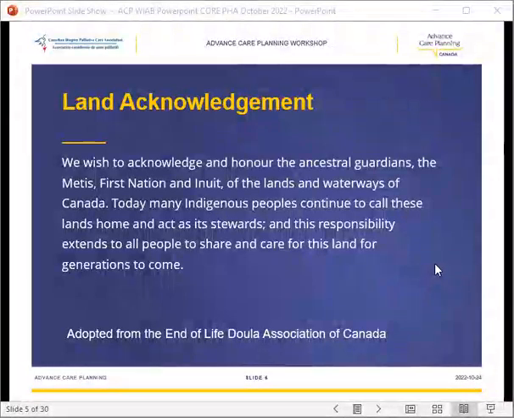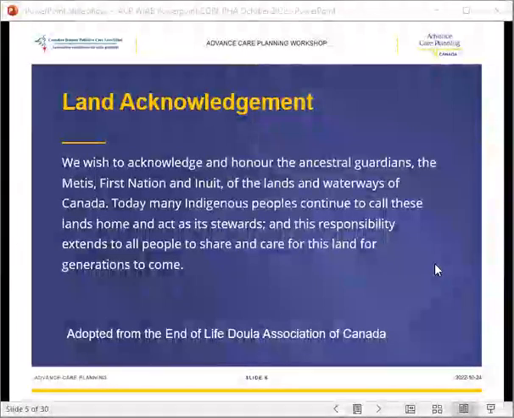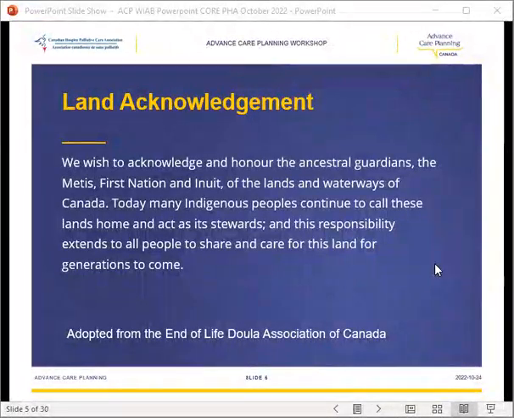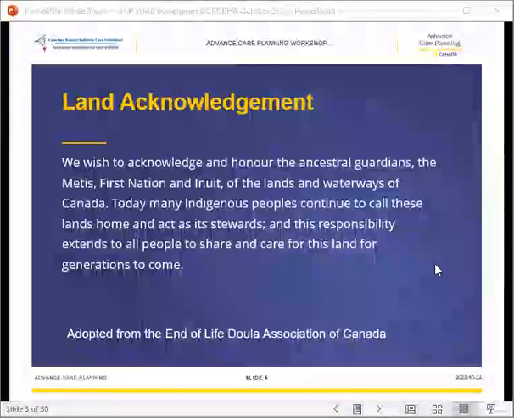So before we begin, I want to do a land acknowledgement. I wish to acknowledge and honor the ancestral guardians, the Métis, First Nations, and Inuit people of the lands and waterways of Canada. Today, many Indigenous peoples continue to call these lands home and act as their stewards. And this responsibility extends to all people to share and care for this land for generations to come. I am in Eastern Ontario, just about an hour south of Ottawa along the St. Lawrence River. And this is the unceded territory of the Haudenosaunee people and the Iroquois Nation.